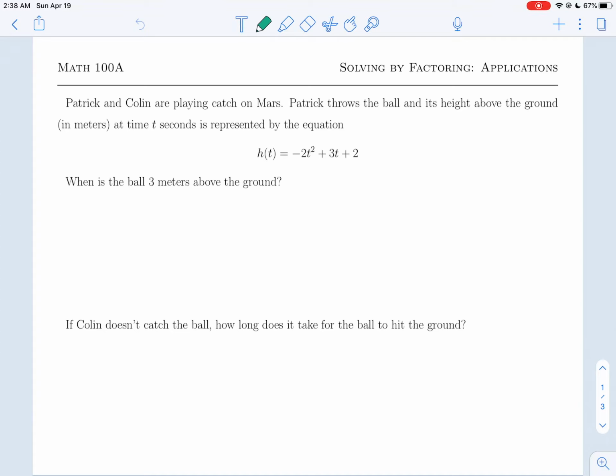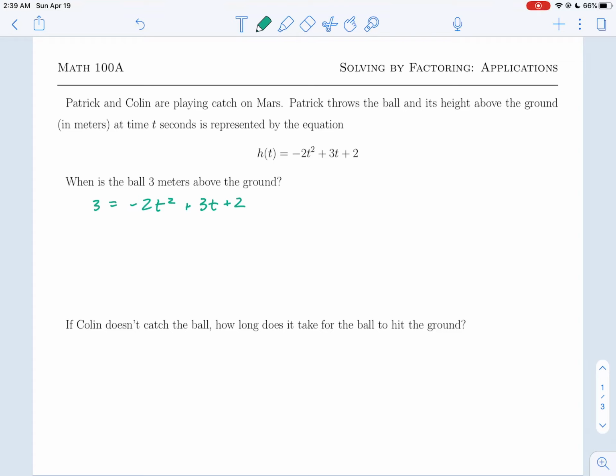Our first question is, when is the ball 3 meters above the ground? So that function notation tells me that the left-hand side, that h of t, is telling me a number of meters, right? It is a height. So I'm going to replace that part with the 3. So I'm going to say that 3 is equal to negative 2t squared plus 3t plus 2.